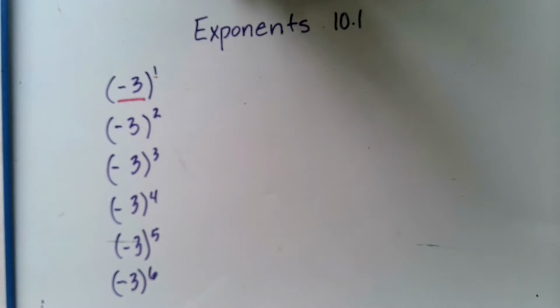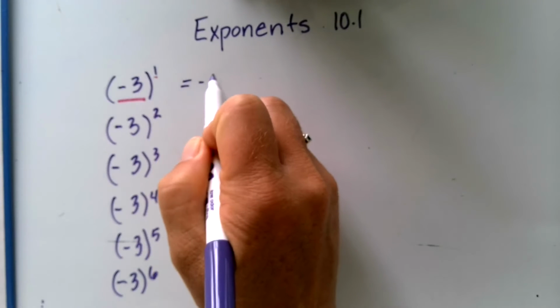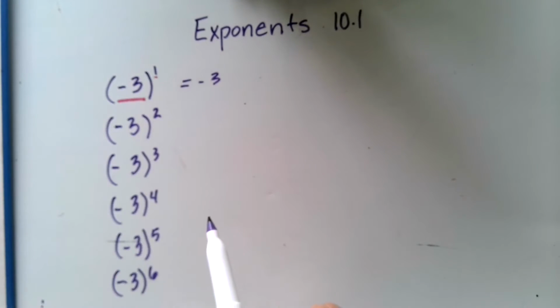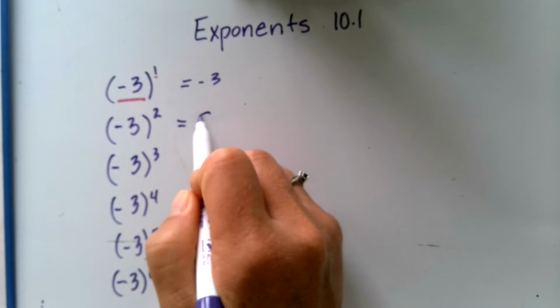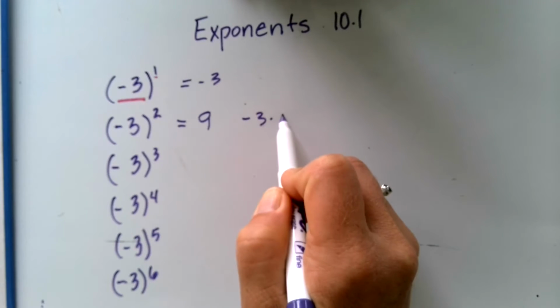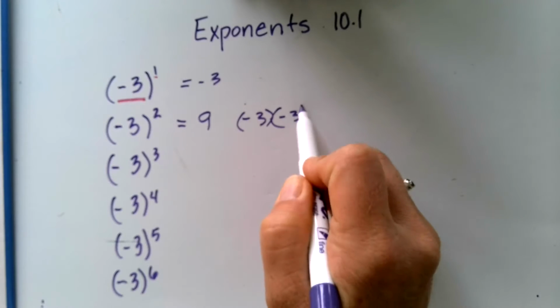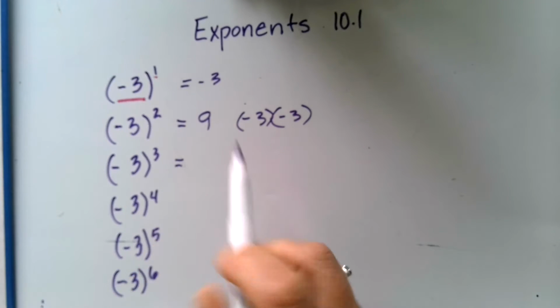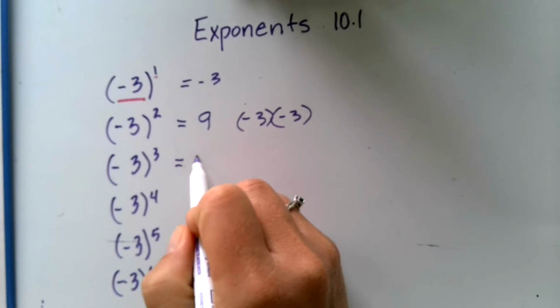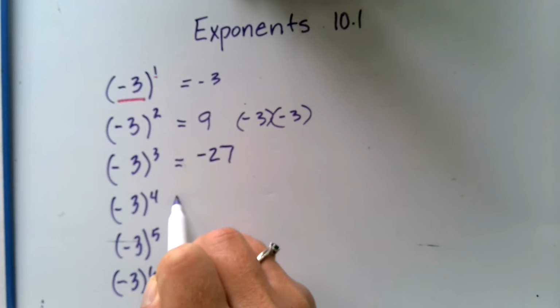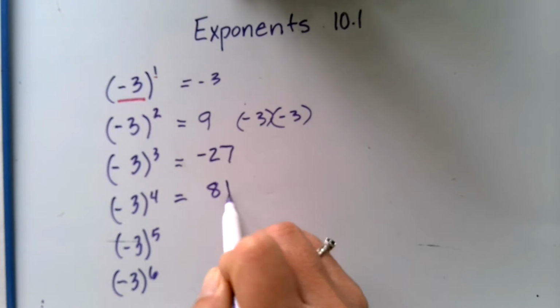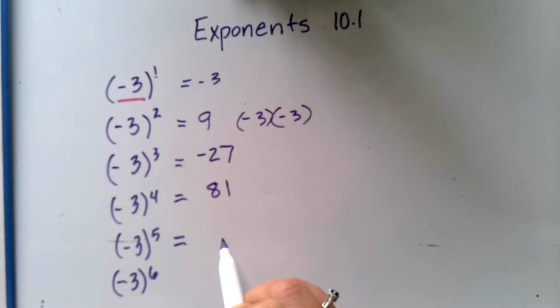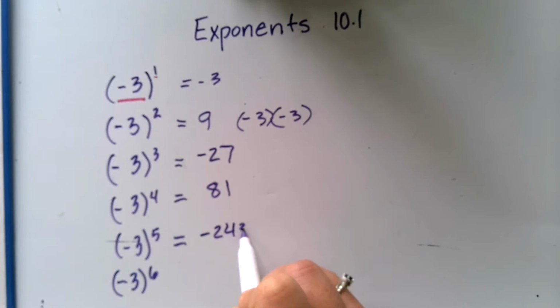So if we were to evaluate negative 3 to the first power, it would just be negative 3. Negative 3 to the second power, or squared, would be 9 because it's negative 3 times negative 3, right? So a negative times a negative gives you a positive. Now, negative 3 to the third power is just going to be this answer here times negative 3 again. So it will be negative 27. For this one, it will actually be a positive 81, and negative 3 to the fifth power is going to be negative 243, and negative 3 to the sixth power will be 729.